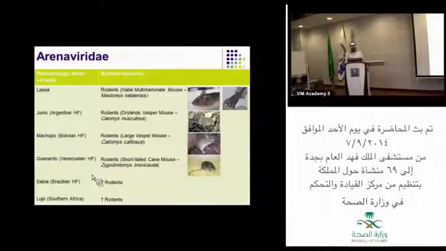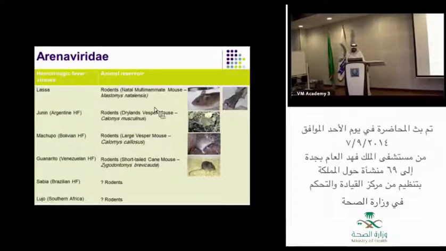Let me skip this one. Let me just give you a brief account on each of them, just to know what the animal reservoir for these groups is, just to have an overview before we focus on Ebola. The arenaviridae, which includes Lassa, is mainly maintained by rodents and special types of rodents.